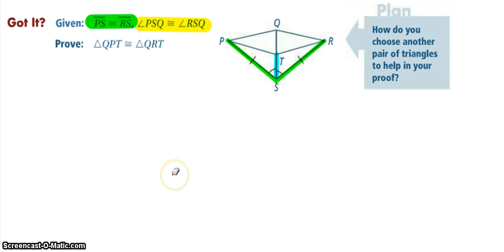So now I've got multiple sets of congruent triangles. This is like what the plan question is asking you. How do we know what triangles will be helpful? Well, I need triangles that are going to include this triangle and, let me see, based on the segment addition postulate, what parts are congruent.